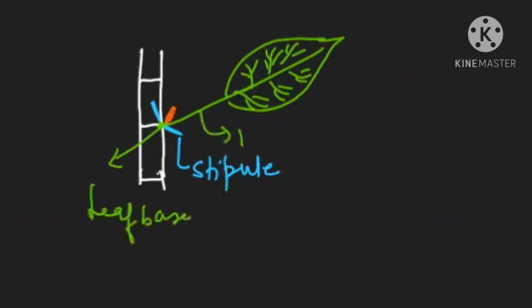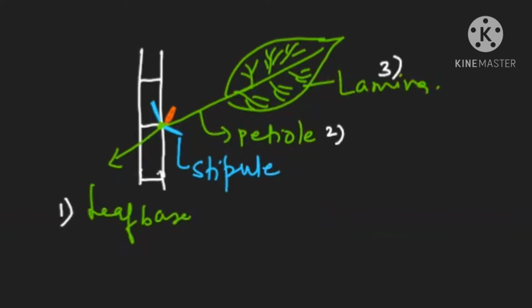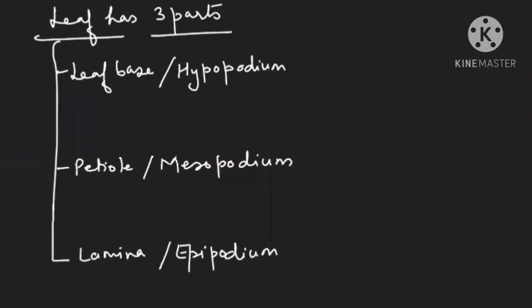And this is your petiole, and this is lamina. So a typical leaf consists of three parts. First is your leaf base, second is petiole, and third is lamina. Clear, beta? And this labeling you know very well. This is your axillary bud. See here, typically leaf has three parts. Leaf base is also known as hypopodium. Petiole is also known as mesopodium, and lamina is also known as epipodium. Is it clear?